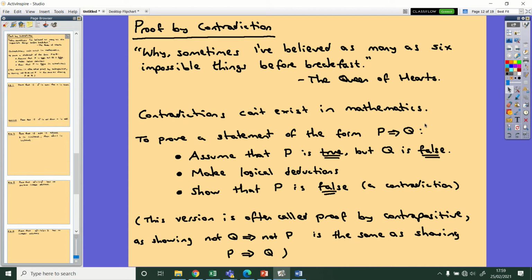Now, in a roundabout way, what we've done here is what we call a proof by contrapositive. We've said in a previous video that not Q implies not P. If we can show that, then that's the same as showing that P implies Q. A statement and its contrapositive are both logically equivalent. So we're really just showing the contrapositive here. But that's the structure to follow if you want to get all the marks in an exam.